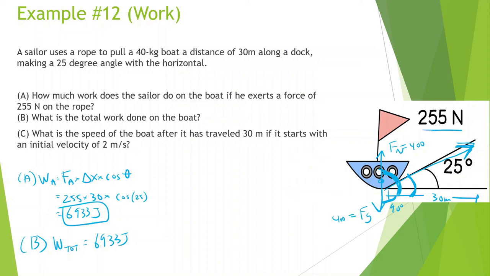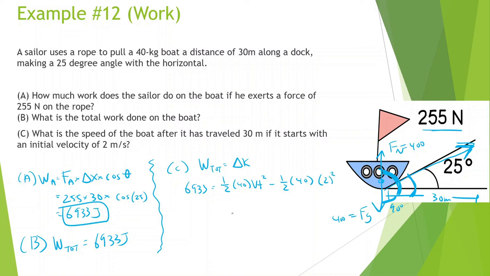And part C now says, what is the speed of the boat after it has traveled 30 meters if it starts with an initial velocity of 2 meters per second? So we can kind of use some Newton's laws and kinematics to figure this out. But right now, what we're going to do is use work. Work total, we should know, is equal to the change in kinetic energy. So we know the work total is 6,933, and it's going to be equal to 1/2 mass 40 velocity final squared, which we're looking for, minus 1/2 mass 40 velocity initial squared, which they say is 2 squared.